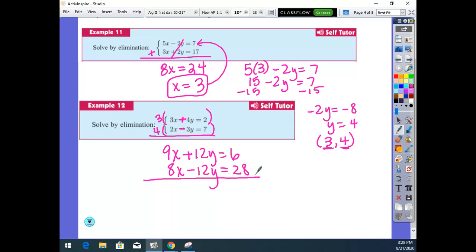Now I can combine my equations and the y's are eliminated. That's our goal, to combine our equations together. So I'm left with one equation that has only one variable. Then I can solve for that variable. Then I'm going to go back to one of the original equations, replacing x with 2.